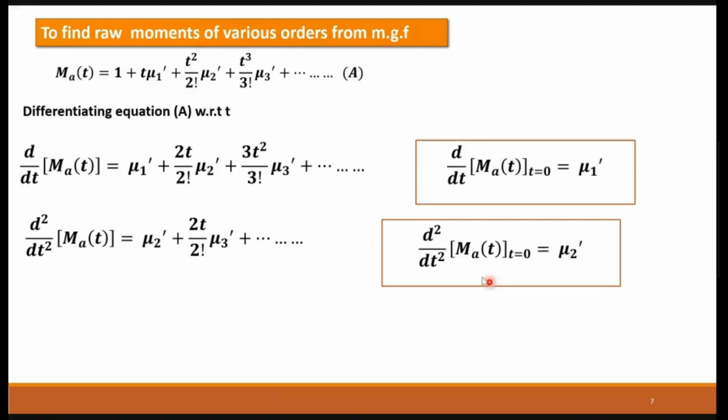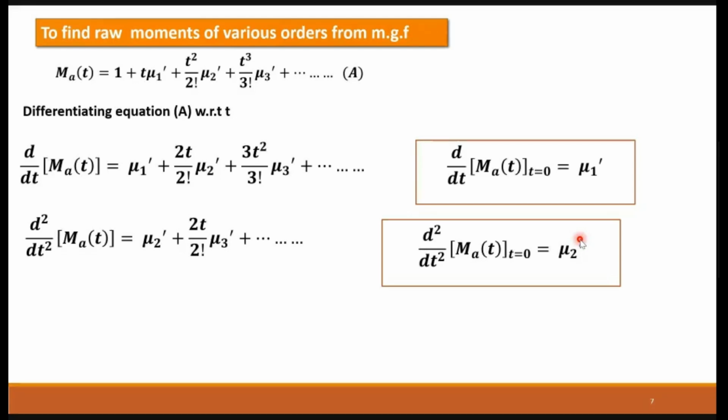मतलब क्या है, whatever we have our moment generating function, उसको हमें t से differentiate करना है and then go on putting t equal to 0. First derivative, put t equal to 0, you will get the first raw moment. Again, the second derivative, again put t equal to 0, you will get the second raw moment, that is μ2 dash.